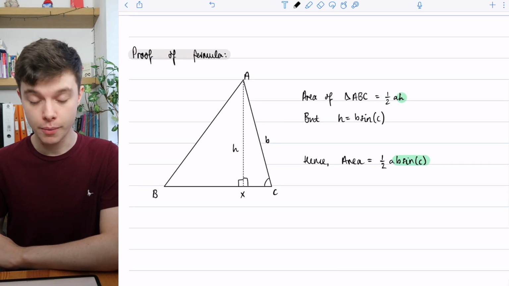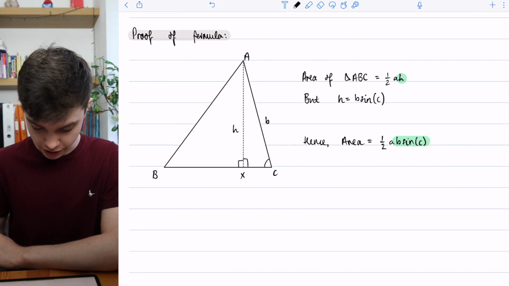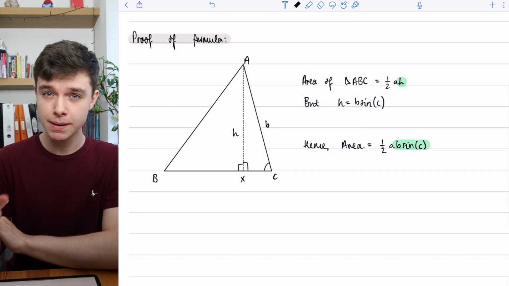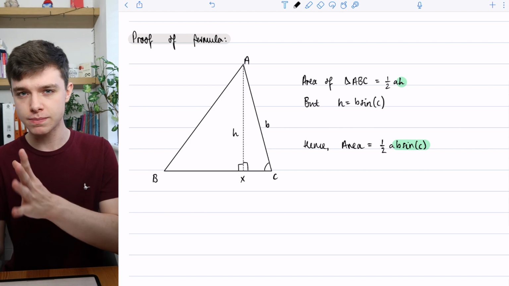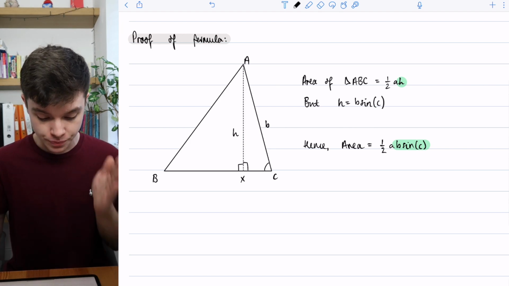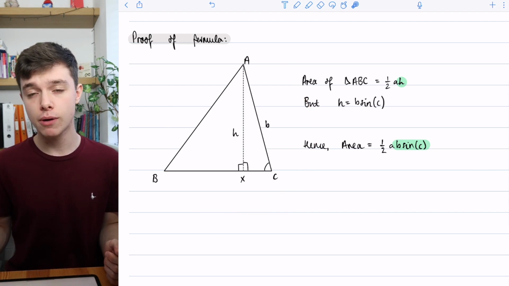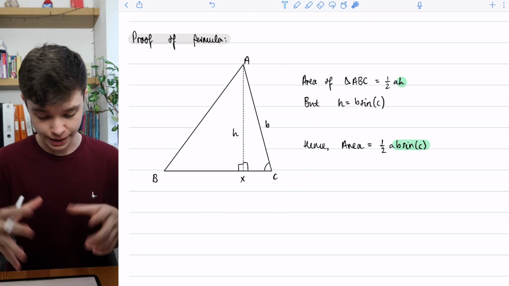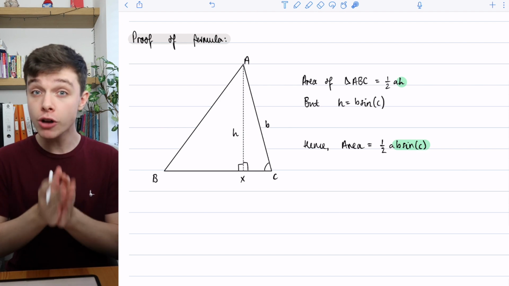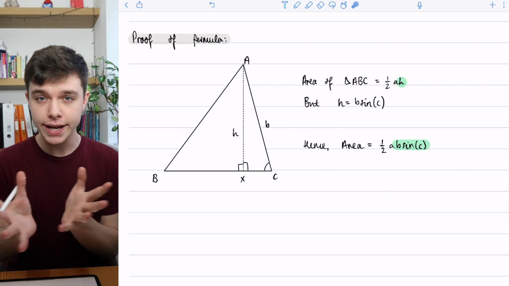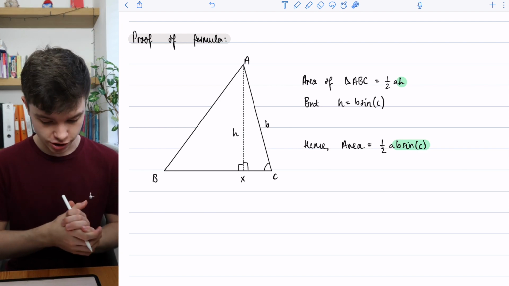Oh, actually, before we do that, let's look at the proof of the formula. The proof is actually very simple, and I wouldn't really say it's a proof, it's more just a little bit of working out. If we were to look at this triangle here, again, it's a similar triangle to the one we just had. It just looks a little bit different, it's shaped differently, but it's not a right-angled triangle, so that's why it's really useful to use the formula.